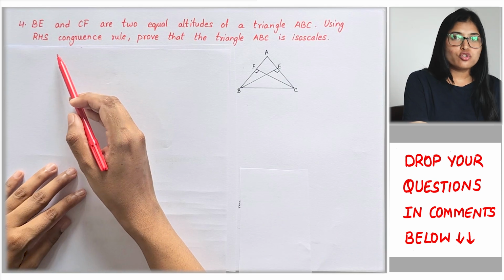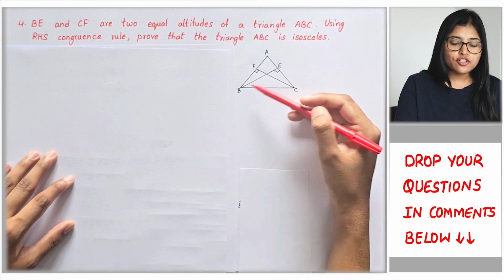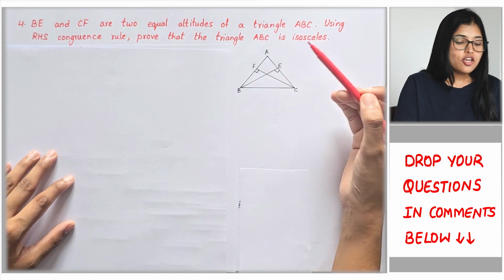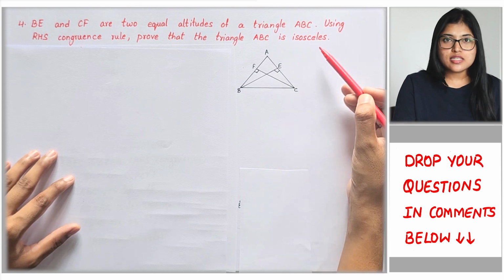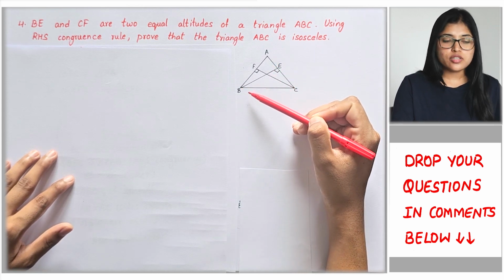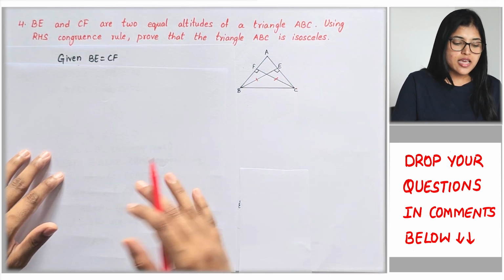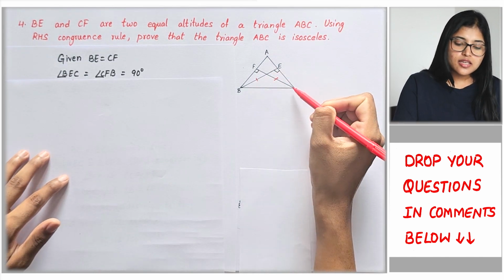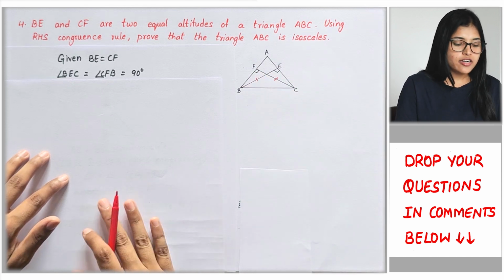Let's take a look at the fourth question, which says BE and CF are two equal altitudes of a triangle ABC. Using the RHS congruence rule, prove that triangle ABC is isosceles. So I have to prove that this big triangle ABC is isosceles. Given to me is that BE is equal to CF, and angles BEC and CFB are 90 degrees because they are the altitudes.